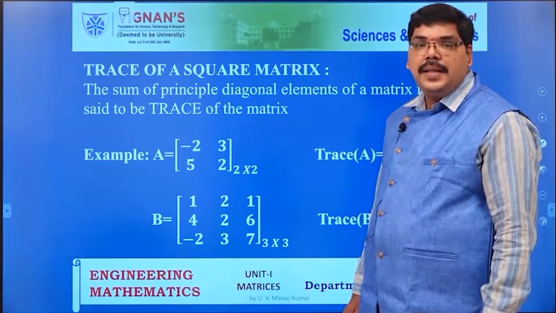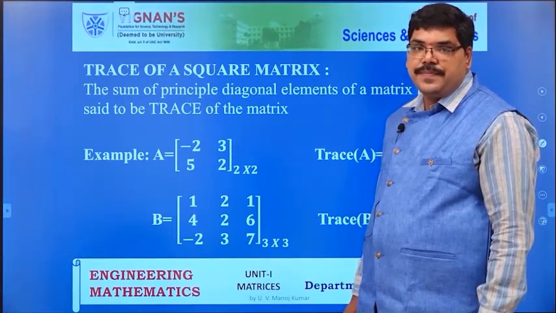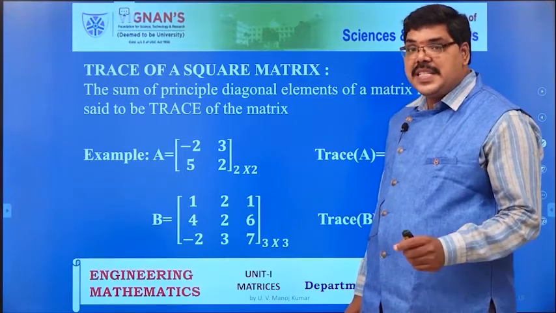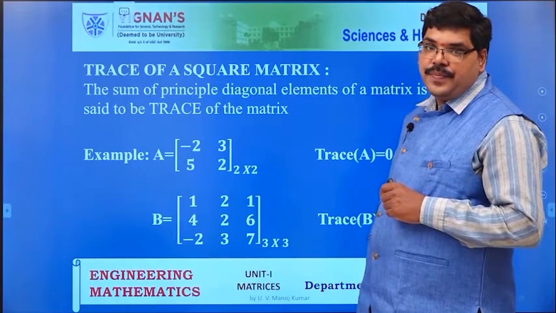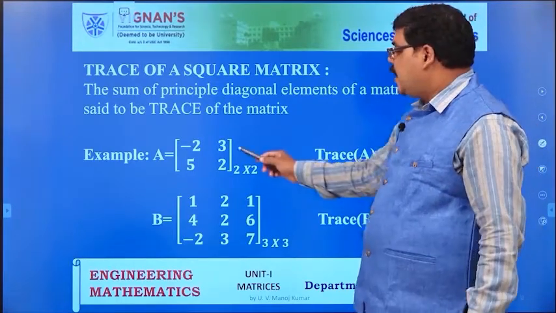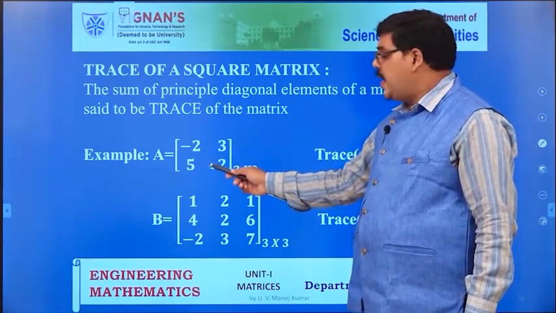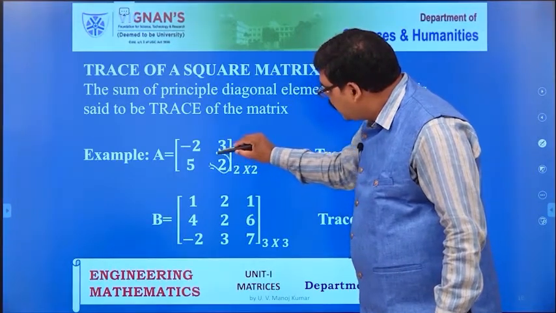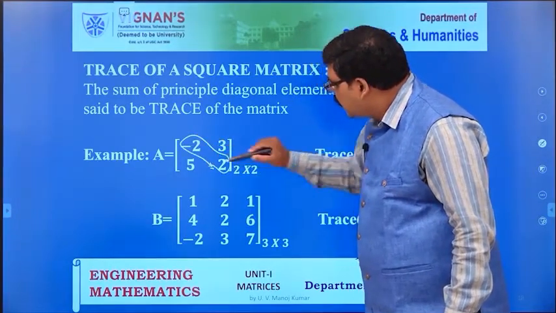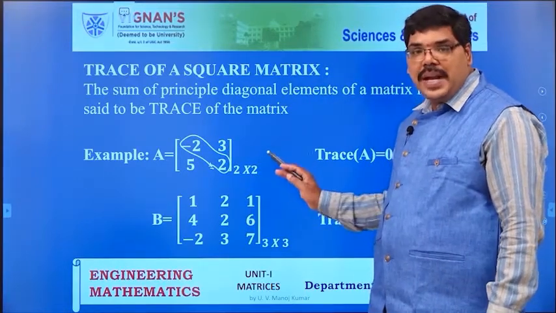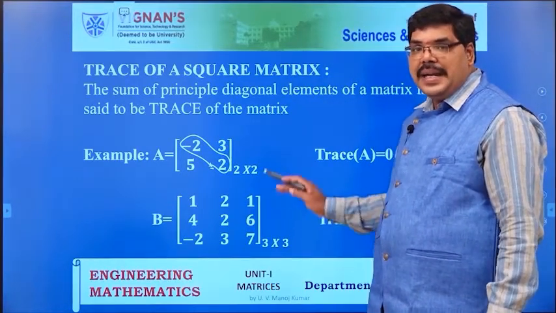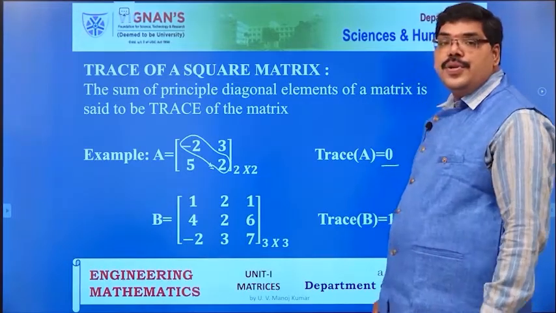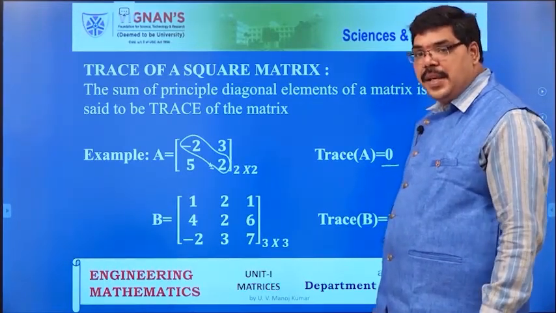Now we define the trace of a square matrix. The trace of a matrix is the sum of its principal diagonal elements. See here, in this matrix, the principal diagonal elements are -2 and +2 and their sum becomes 0. So the trace of this matrix A is 0.